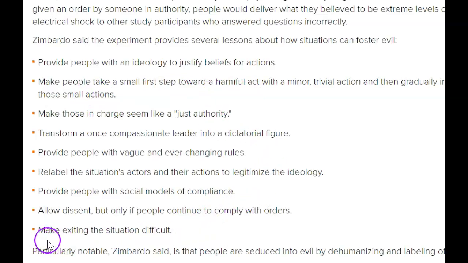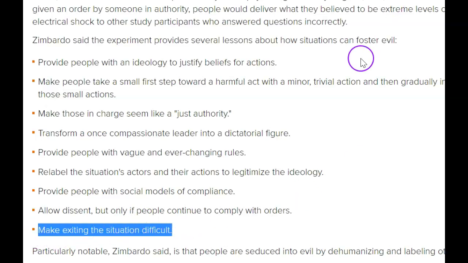Most of them are going to say making exiting the situation difficult. That's got to be one of them, doesn't it? Because once you're in, you're in. And at a certain point, you're in so far, it's like, man, there's no turning back. So that's an important one that I think is going to end up on most lists. But now we have to choose 2 more.